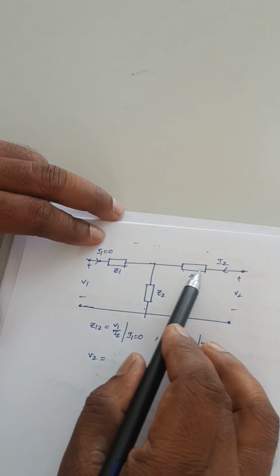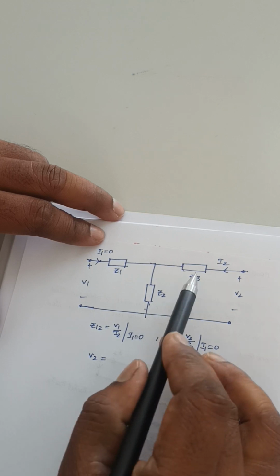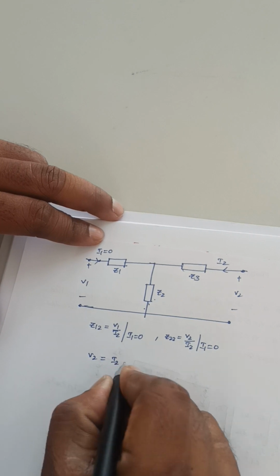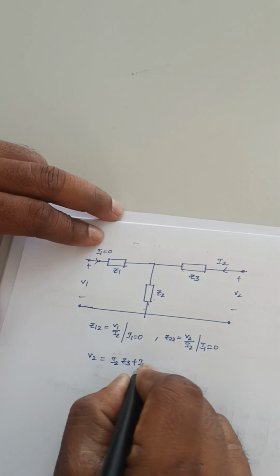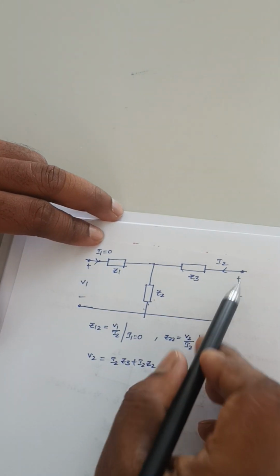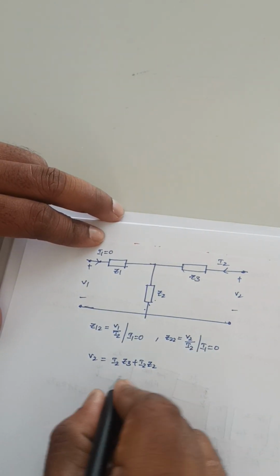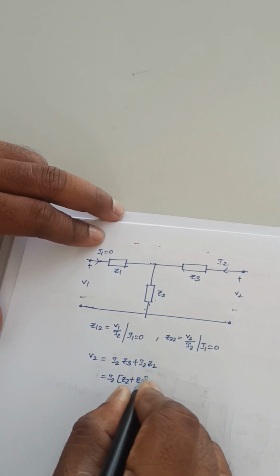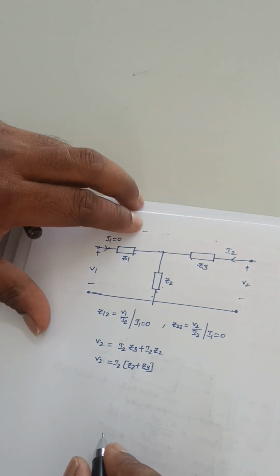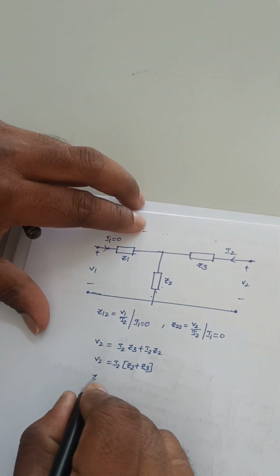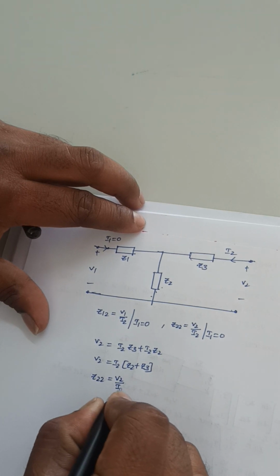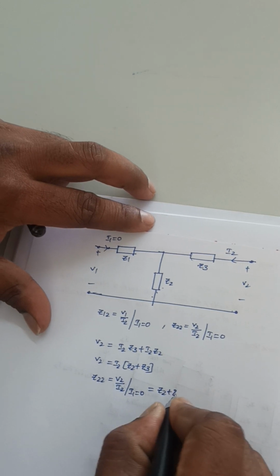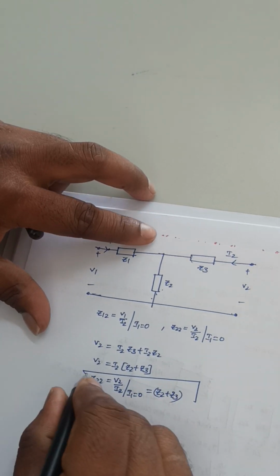So whatever the current that is flowing through this, the same current will flow through this Z2 also. That means this Z3 and Z2 are in series. So V2 is equal to I2 into Z3 plus I2 into Z2. So this voltage is equal to this voltage plus this voltage. So now from this, if I take I2 as a common here, it is Z2 plus Z3. It is V2. So what I need to find here, Z22, from this is equal to V2 by I2 by making I1 is equal to 0, that is equal to Z2 plus Z3. So I calculated the value of Z22.